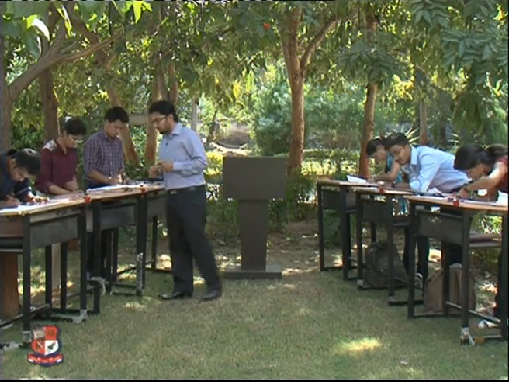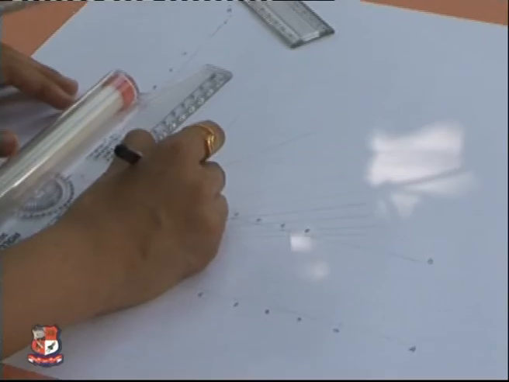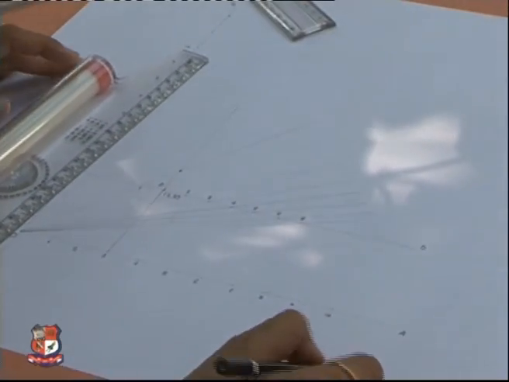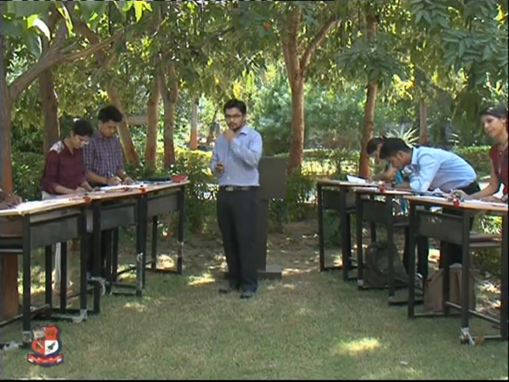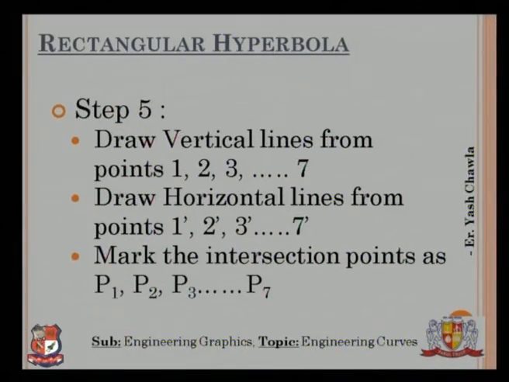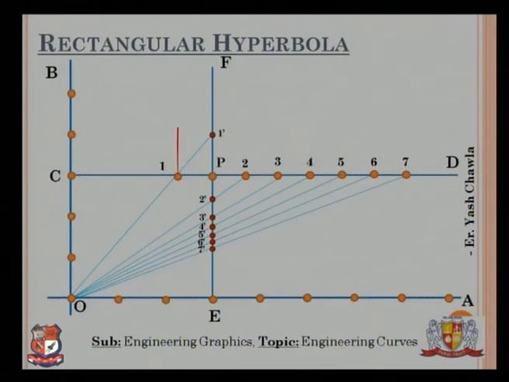1 to 7. That is perfect. Moving on to the next side, draw the vertical lines from points 1, 2, 3, 4, 5, 6, 7, and draw horizontal lines from 1 dash, 2 dash, 3 dash, 4 dash, 5, 6, and the intersection points will be P as shown in the figure.